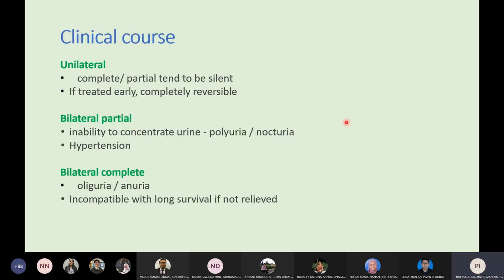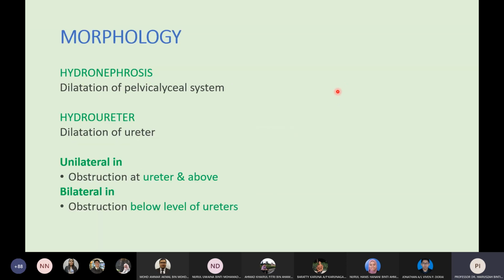Bilateral, okay, this is not good when it's bilateral and complete. This is when very soon the patient will develop oliguria and anuria, and you have to treat urgently, because if you don't treat, they don't survive. It's incompatible with life because it can lead to injury to both sides of the kidney.